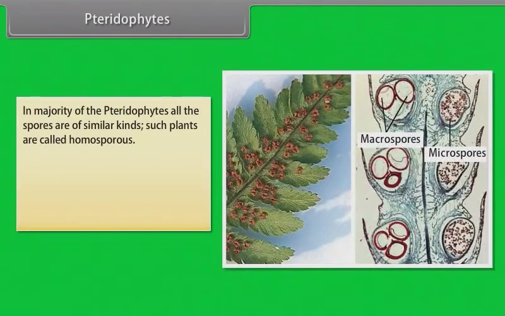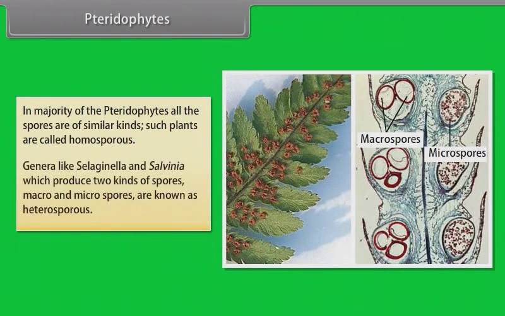In the majority of the pteridophytes, all the spores are of similar kinds. Such plants are called homosporous. Genera like Selaginella and Salvinia, which produce two kinds of spores, macro and microspores, are known as heterosporous.